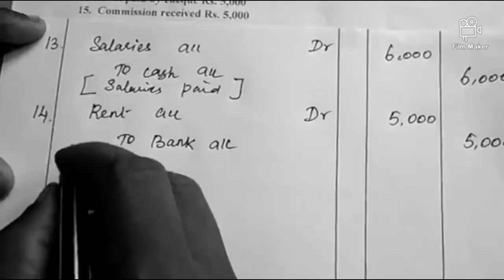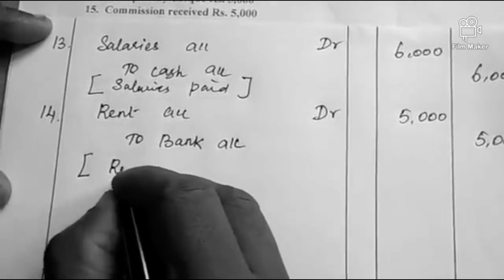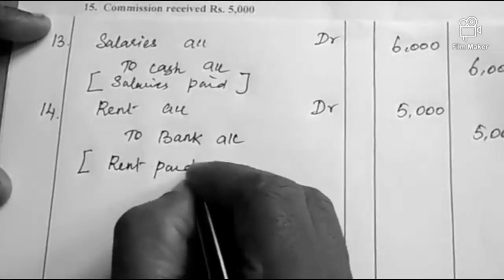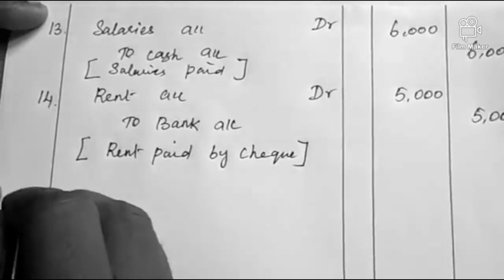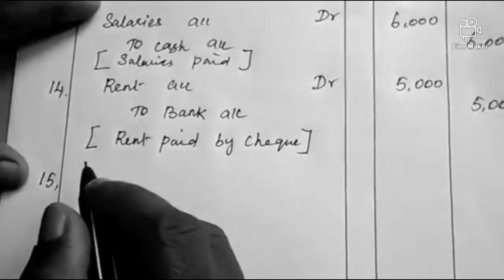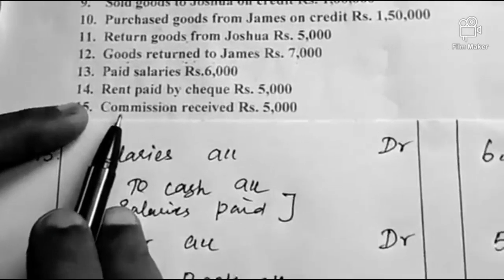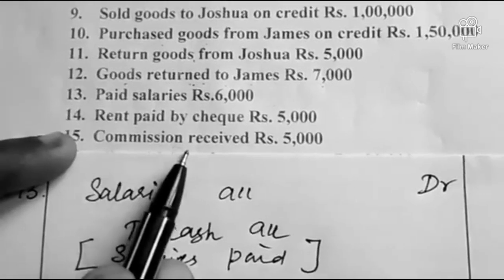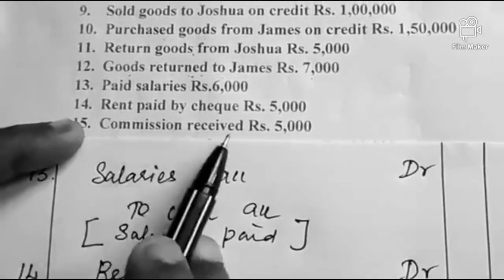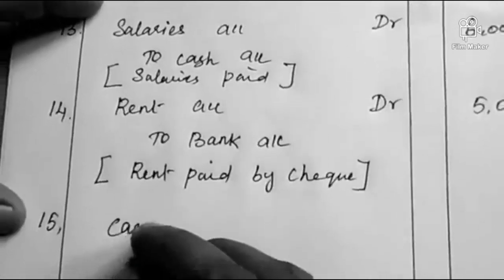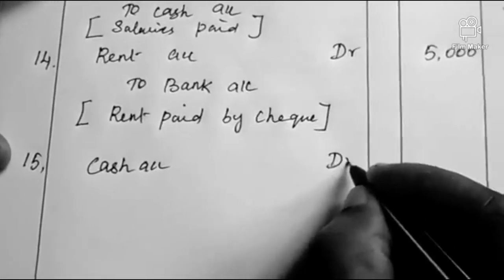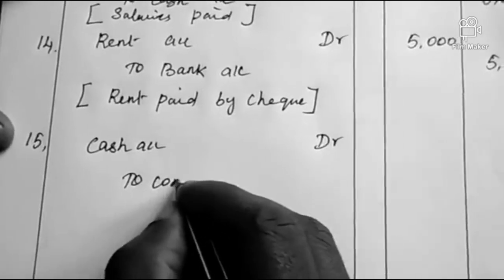Narration: being rent paid by check. Then on the 15th, commission received. See here, you are receiving commission. When you receive commission in the form of cash, what comes in? Cash comes in. So cash account debit to commission.